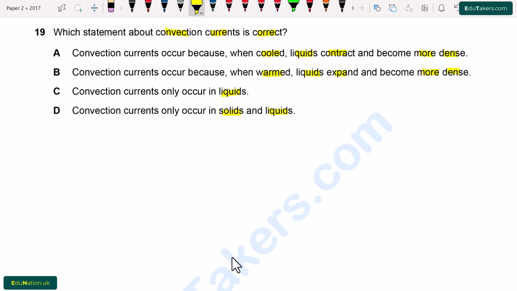First of all, liquids expand on the heating and contract on cooling. It means that when the liquid contracts, then it will become more dense. From here, option A is correct because this shows that the convection occurs when the cold liquid contracts and it becomes more dense.